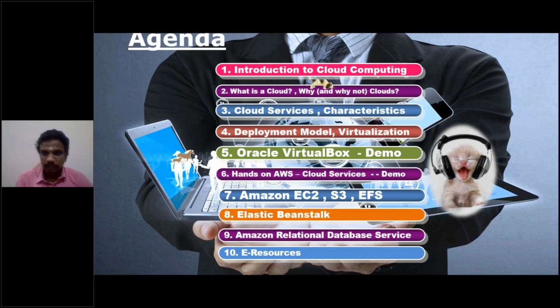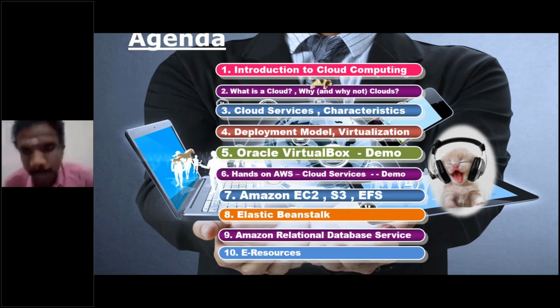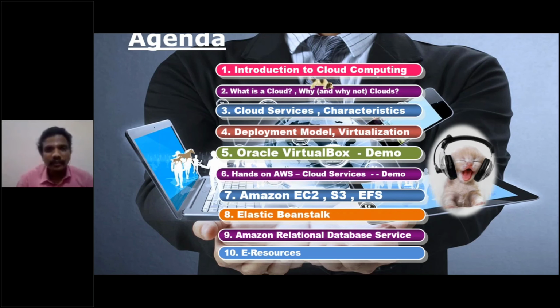Then cloud services, there are 3 major vital roles in the cloud domain. Cloud services, 5 major characteristics of cloud, characteristics, deployment models and virtualization. So just a small intro: what, why and why not, cloud services, cloud characteristics, deployment models. The first and foremost cloud tool will be Oracle VirtualBox, with a small demo on Oracle VirtualBox.